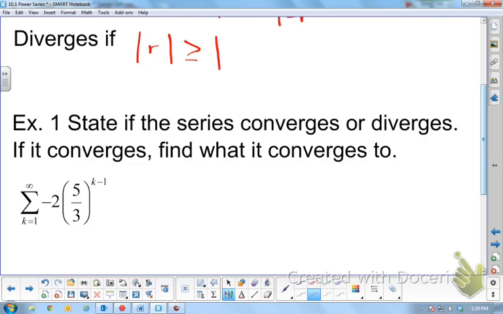So our requirements: this is a geometric series. We can tell by the formula. And notice this time I used k's instead of n's. K's are also acceptable in summation notation. Sometimes they use j's as well. Why don't we just stick to one thing?